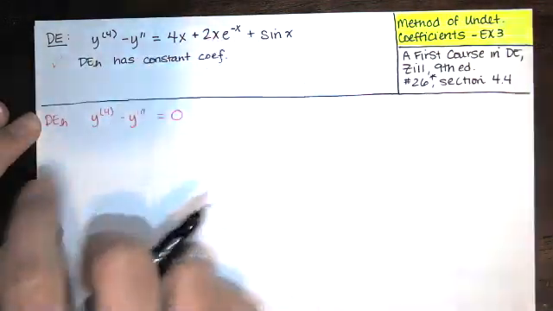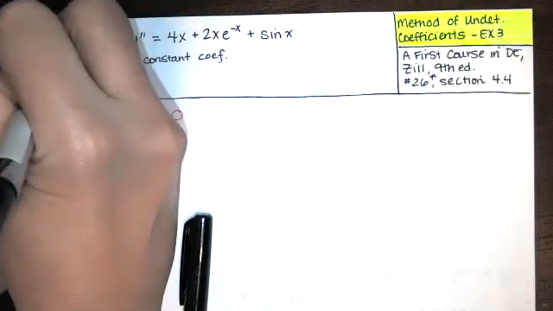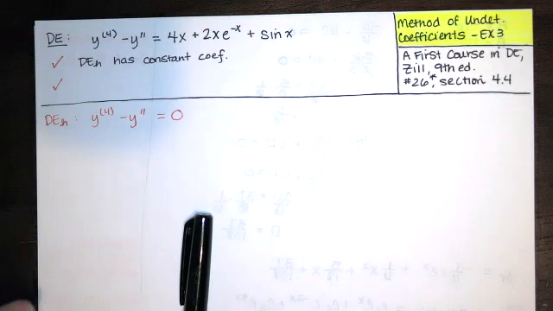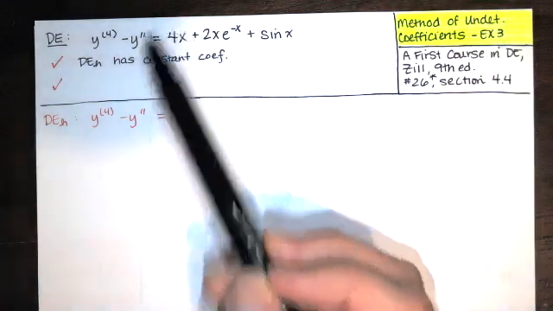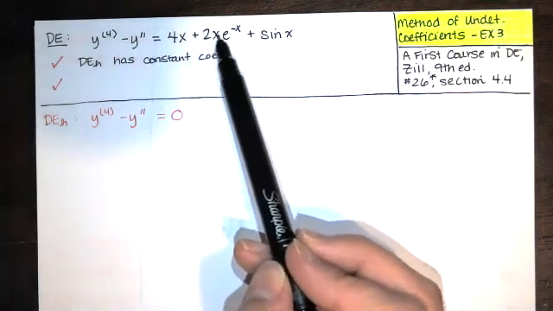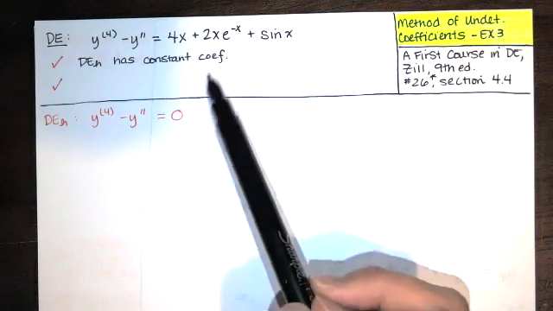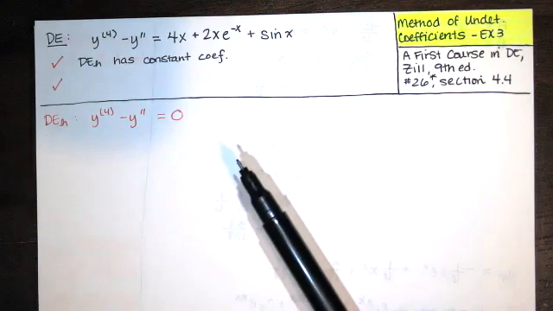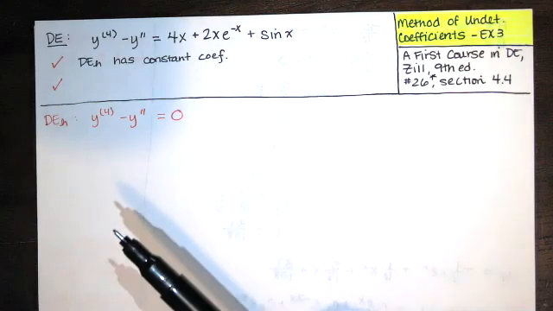And then we also have to check the form of the right-hand side. Now, the right-hand side has to be either a polynomial, an exponential function, a sine or a cosine function, or some finite product or sum of those. And this is a linear polynomial. This is a product of a linear polynomial and e to the negative x. And that is a sine function. So that condition is satisfied.